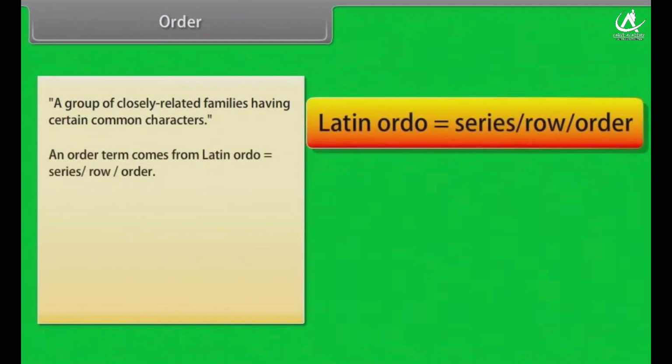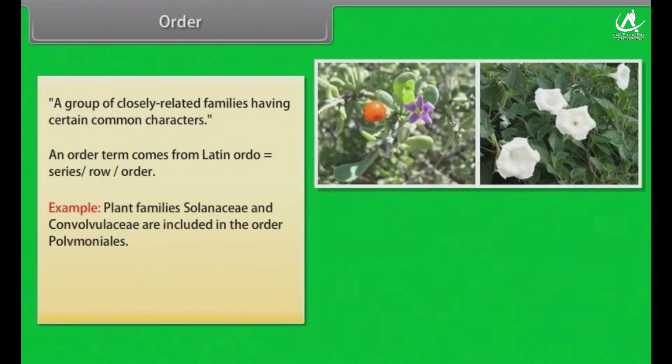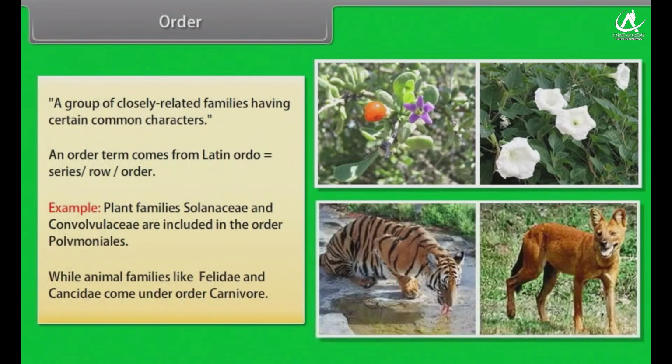Order. A group of closely related families having certain common characters. The term order comes from Latin ordo, meaning series, row, order. Example: plant families Solanaceae and Convolvulaceae are included in the order Polemoniales, while animal families like Felidae and Canidae come under order Carnivora.